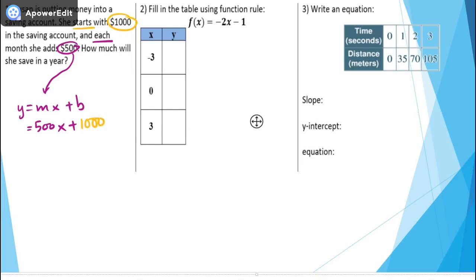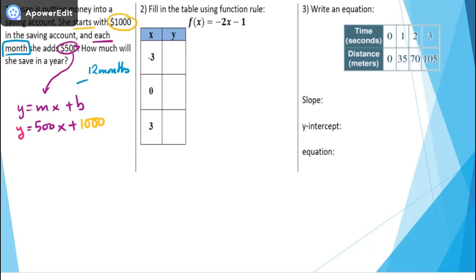And bring down the y. Okay, so how much will she save in a year? So a year is 12 months. They use the term each month. Pay attention to the unit of the timeline. So they use the month. How much she saves in a year, which means 12 months.